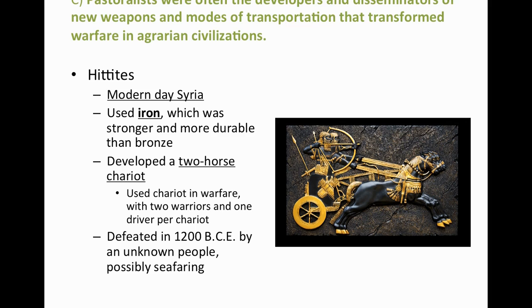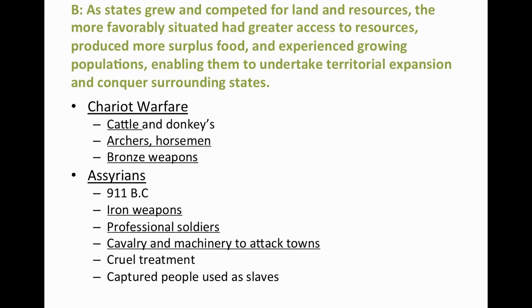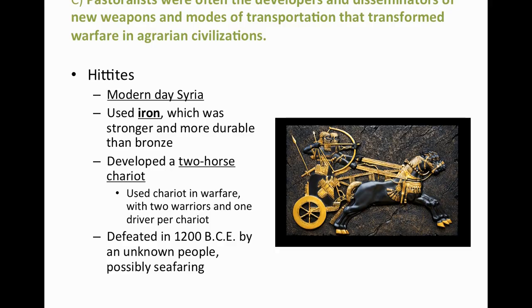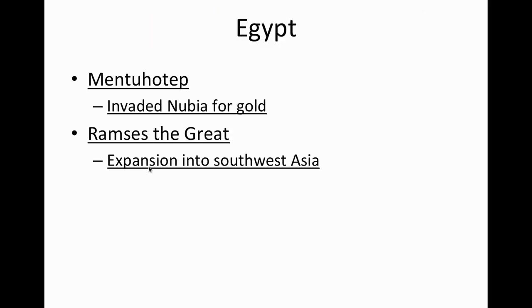Not necessarily the specific group. The Hittites and the Assyrians kind of came from the same region, Syria, but two different groups of Syrian people. They were eventually defeated by an unknown people, possibly seafaring, around 1200. So again, what do you take from this? New weapons, new modes of transportation, iron weapons, and the chariot.